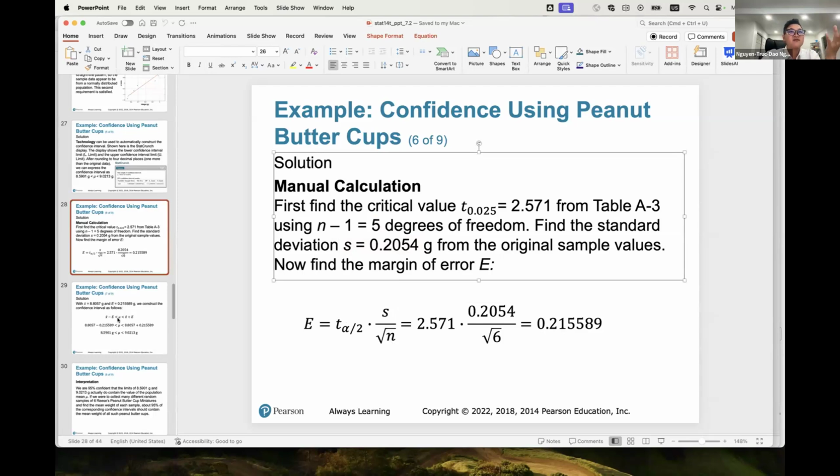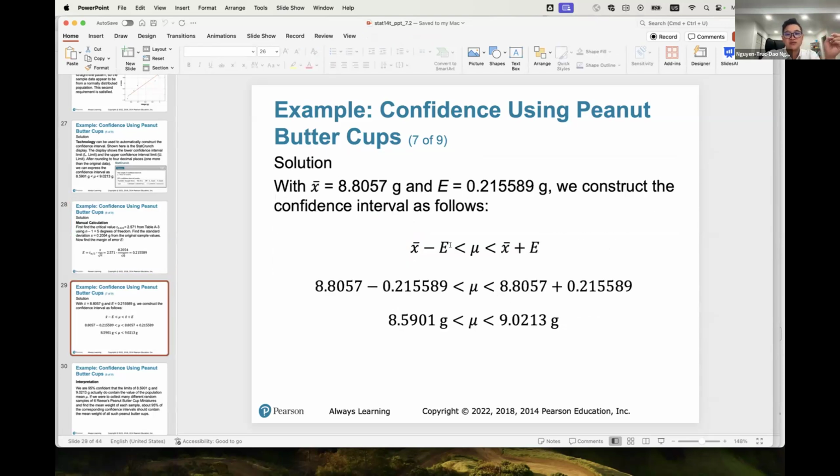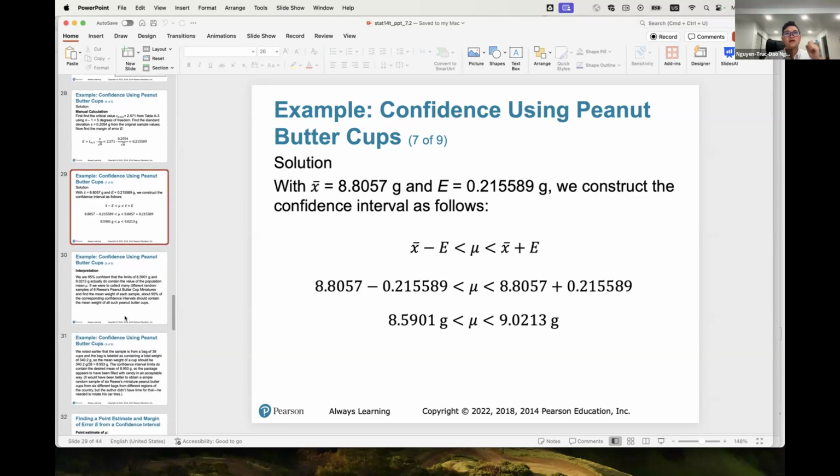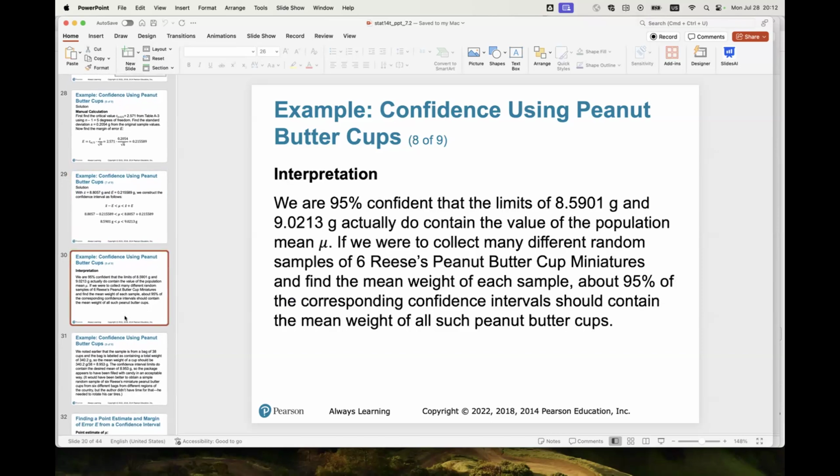Now, the confidence interval is very easy. We just have x bar minus E and x bar plus E. So we plug it in here and then we find the confidence interval. Is everything good, everyone? Yeah, everything's good. And then we do the interpretation.